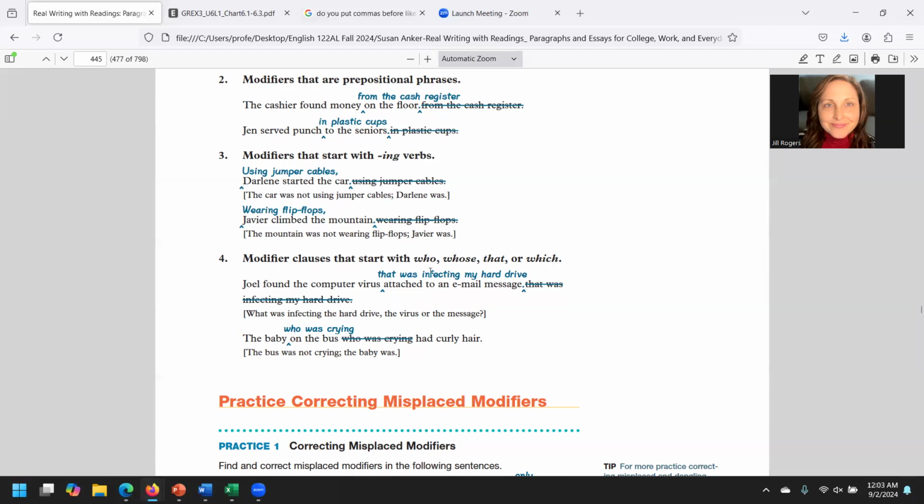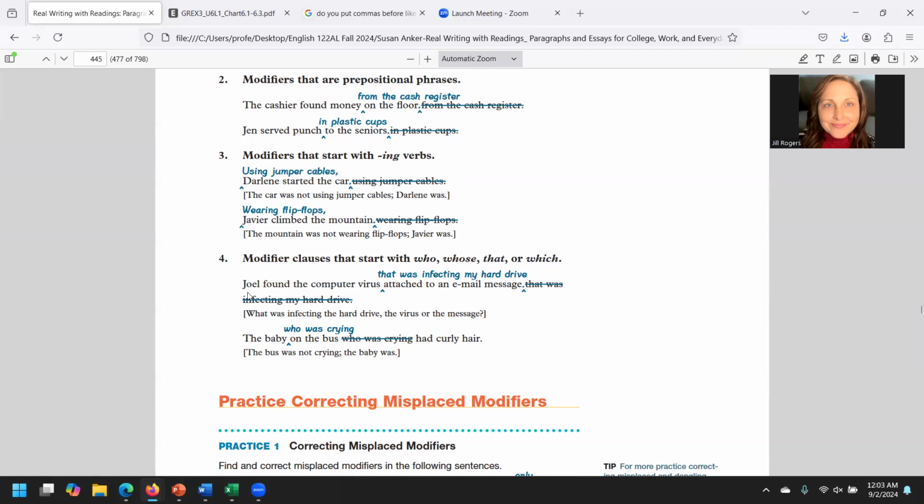And finally, the trickiest one, these relative clauses. Modifiers, clauses that start with who, whose, that, or which. We want to make sure that we put these phrases as close to the thing that we're modifying as possible, because a lot of the time people put it in the wrong place and it just makes it confusing or unclear. So our original sentence is, Joel found the computer virus attached to an email message that was infecting my hard drive. In this case, we think the email message was infecting the hard drive, but it's not. It's the virus. So we have to move that phrase next to what is actually doing it.